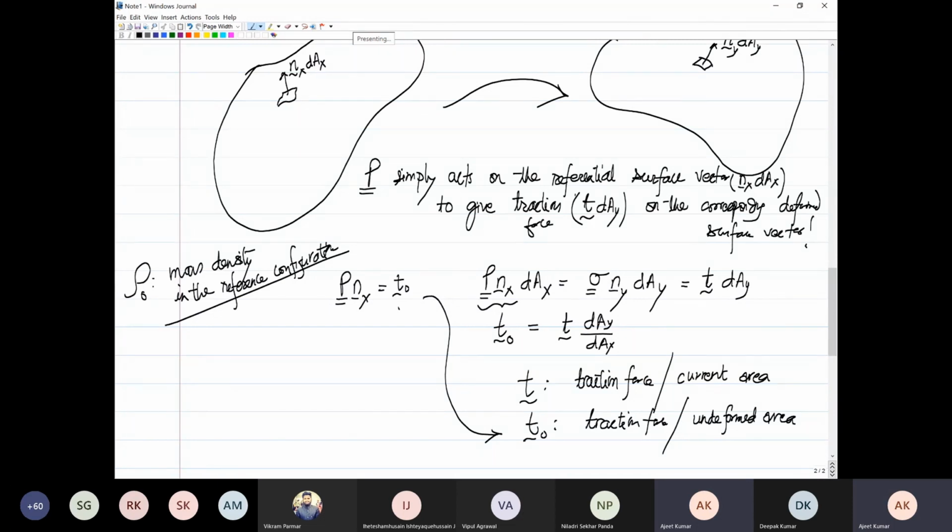They are just written in terms of referential coordinates. So T naught is just a function of x and the undeformed normal nx. And P likewise is just a function of x. Because they are functions of undeformed quantities, they are Lagrangian functions, and therefore this P is often called the Lagrangian stress tensor.